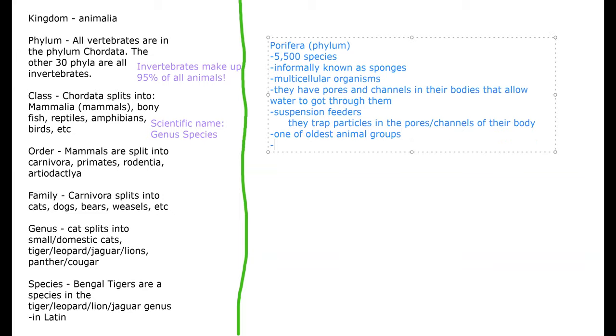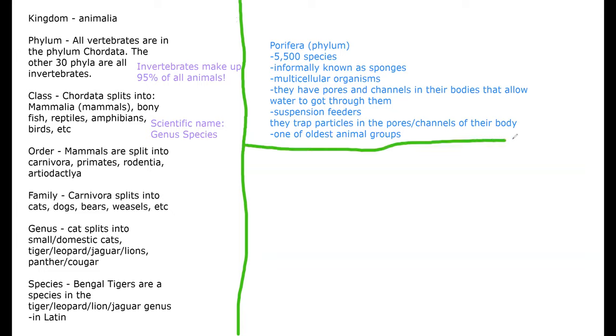One of the oldest animal groups out there, which is pretty cool, pretty simple animals. There's a lot of different kinds. And in a bit, I'm going to be showing you guys some photos, some examples of the kinds that we are talking about. So that is Porifera, and I am going to take my green, and I'm going to do a little box around this so we know what we're looking at, so we can keep our notes really separate and neat. So there we go, that's Porifera.